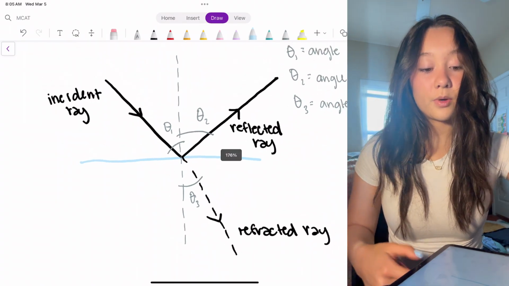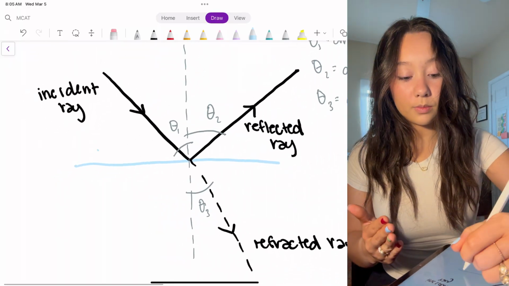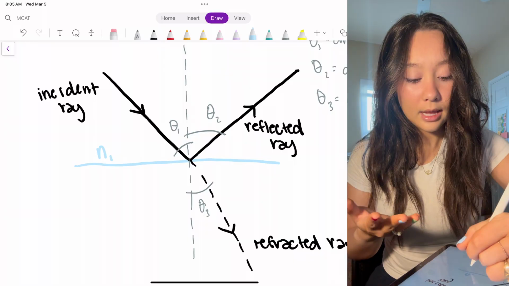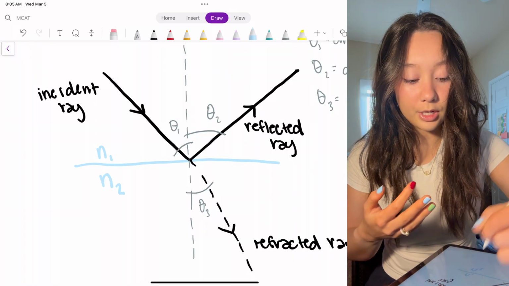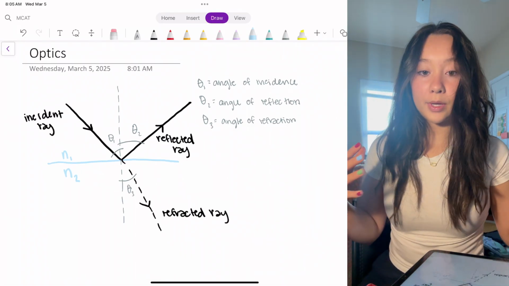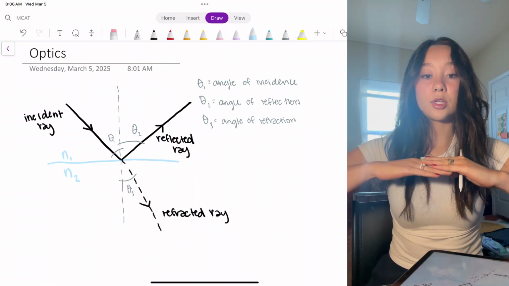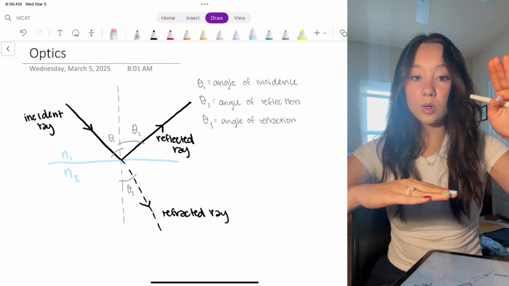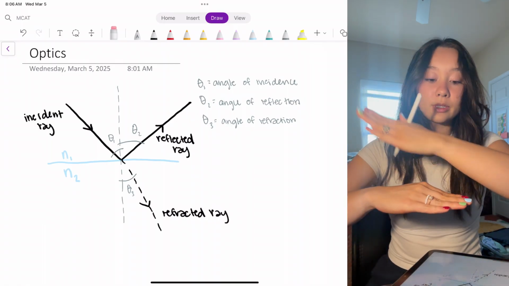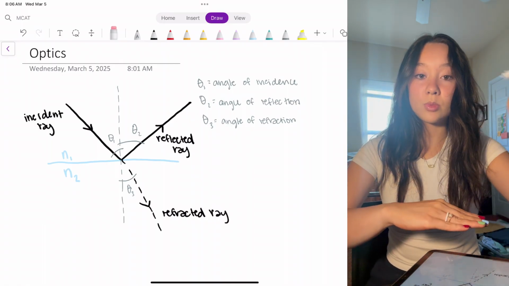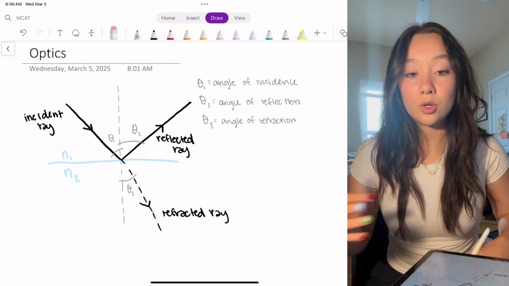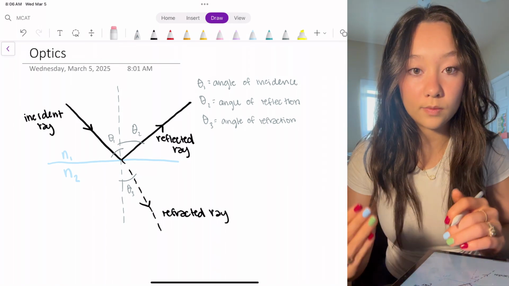All right. And if we're talking about the mediums, we can call this medium up here N1. Let's say this is air or something like that. And then this medium down here is going to be N2. So in our picture we have a surface that is the boundary between air and water, N1 and N2. We have a light ray that's coming in at an incident angle, and some of it is being reflected and some of it is traveling through the medium. Now we can talk about the equations and the relationships between all of these variables.